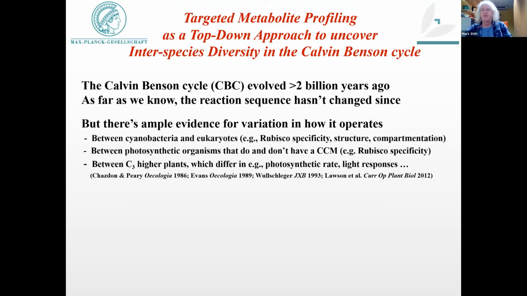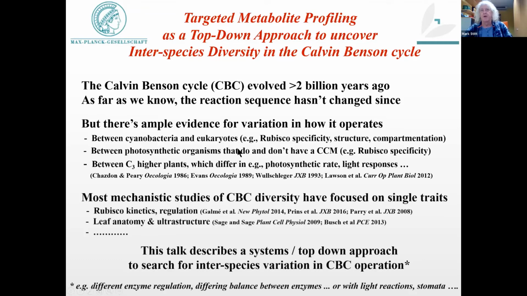But there's ample evidence for variation in how the cycle operates. It's how it's regulated, how it's poised between cyanos and eukaryotes, between photosynthetic organisms that do and don't have a CCM. I mean, rubisco specificity is changing. And even between C3 higher plants, which differ in photosynthetic light responses and so on. And I've just listed some classic reviews on this topic.